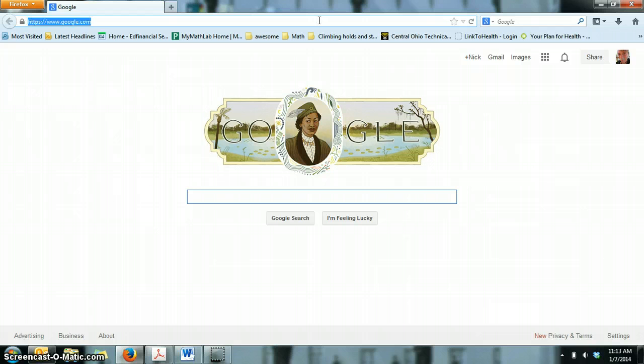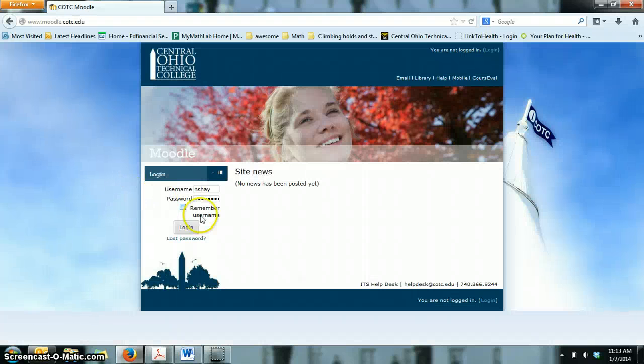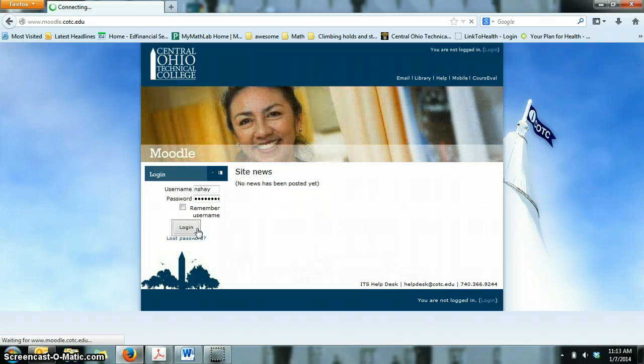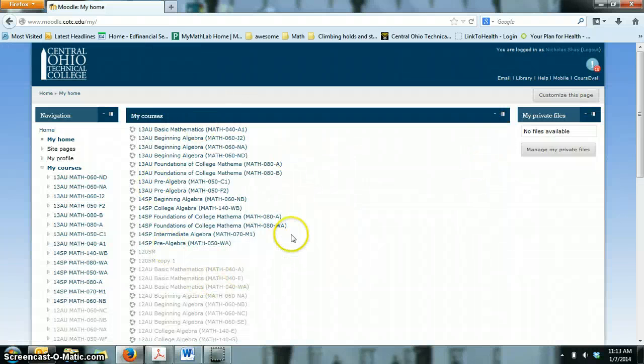So first thing you need to do is get to Moodle. To get to Moodle, we go to moodle.cotc.edu. We log in. After we log in, I'm going to go to my courses. I have a ton of courses here. You probably won't have as many listed, but here we are, Math 080A, Spring 14.